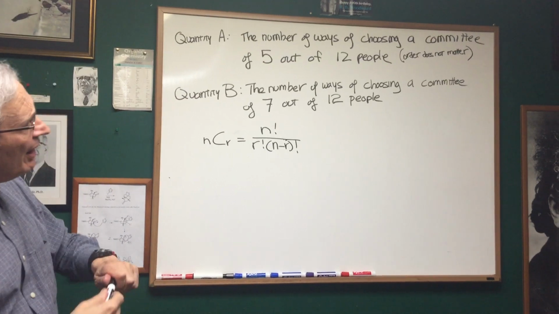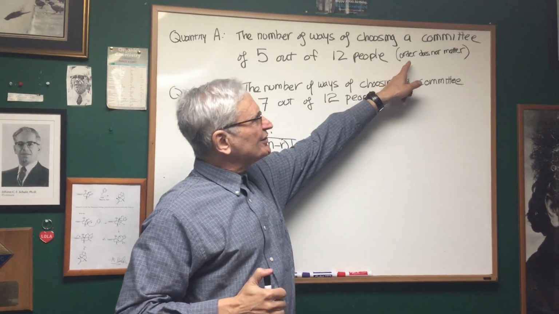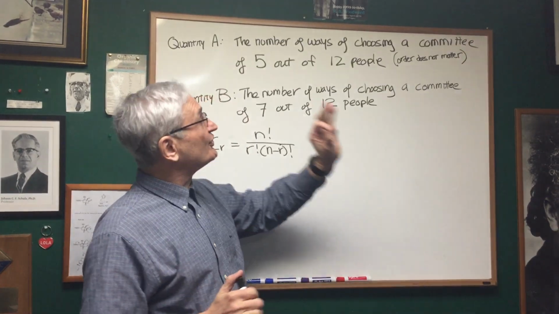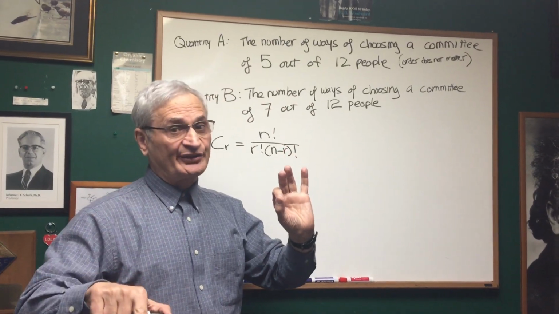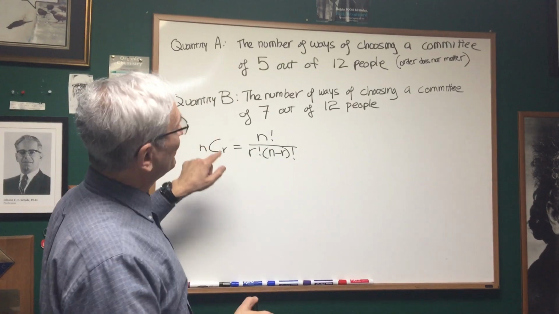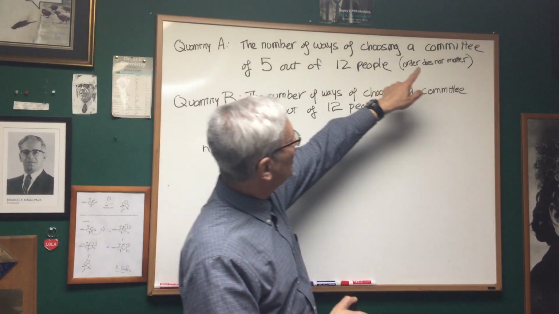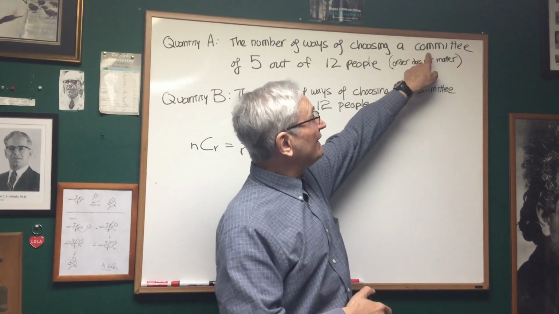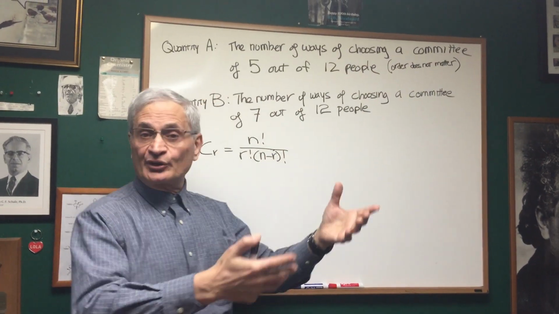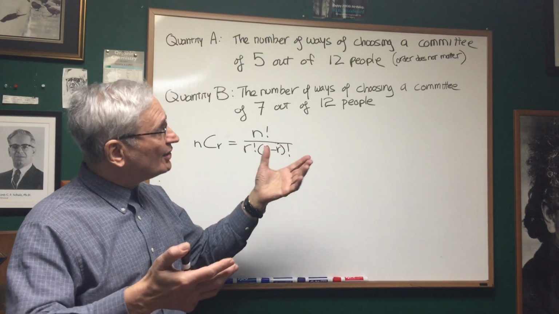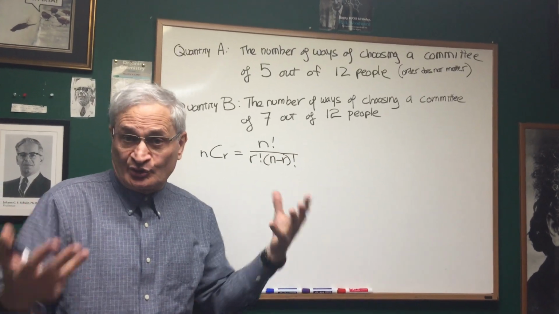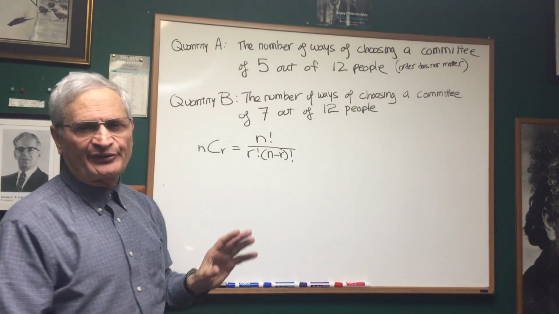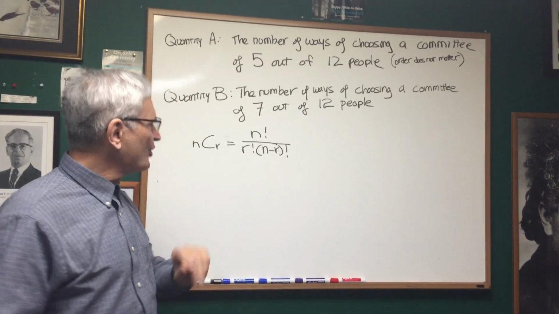Now, it's not even necessary to add the clause order does not matter because there are a few key words in the question that cue you into the fact that order does not matter, that we're looking for combinations. What are those key words? Choosing. Okay, we're choosing. And committee. Committee is not an ordered group. It's just a group where order does not matter. It's just a group of people. So these two words cue you into the fact that we're using combinations, that order doesn't count.